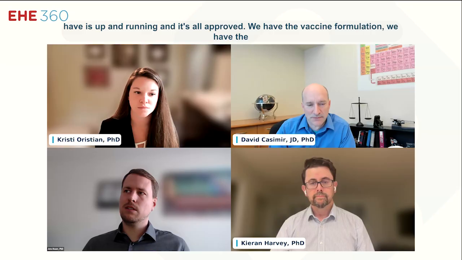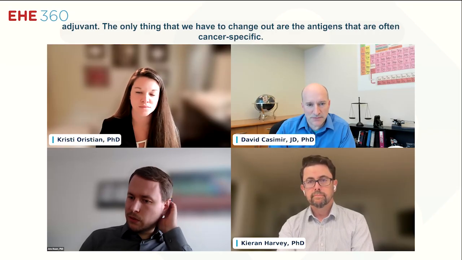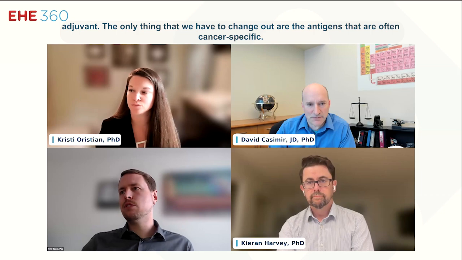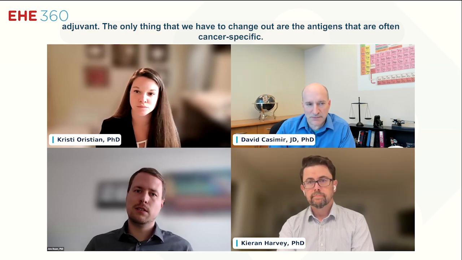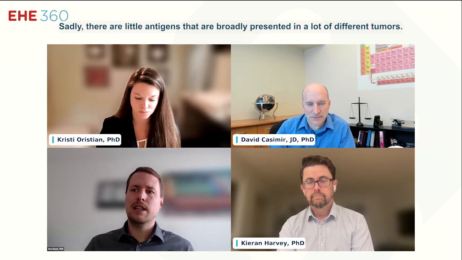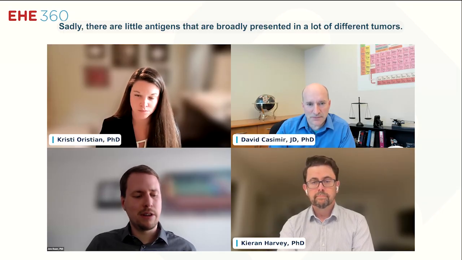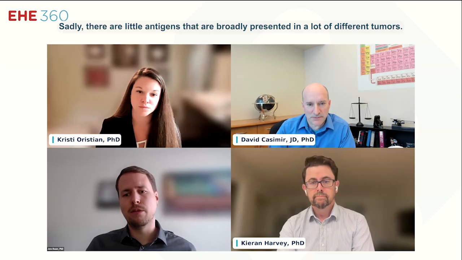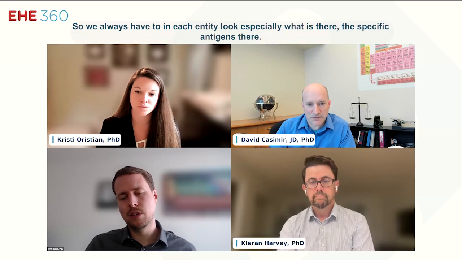It's a bit like with the mRNA COVID vaccines: the whole setup that we have is up and running and it's all approved. We have the vaccine formulation, we have the adjuvant. The only thing that we have to change out are the antigens that are cancer specific. Sadly, there are few antigens that are broadly presented in a lot of different tumors. So in each entity, we always have to look especially at what specific antigens are there.